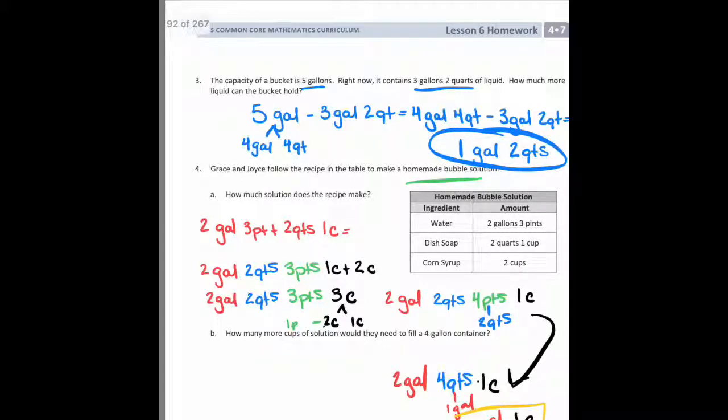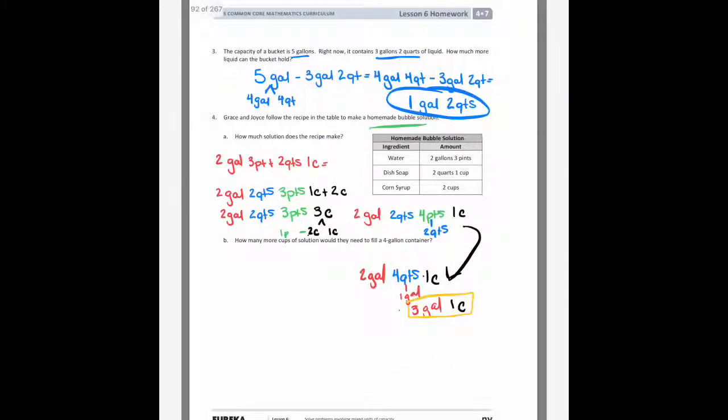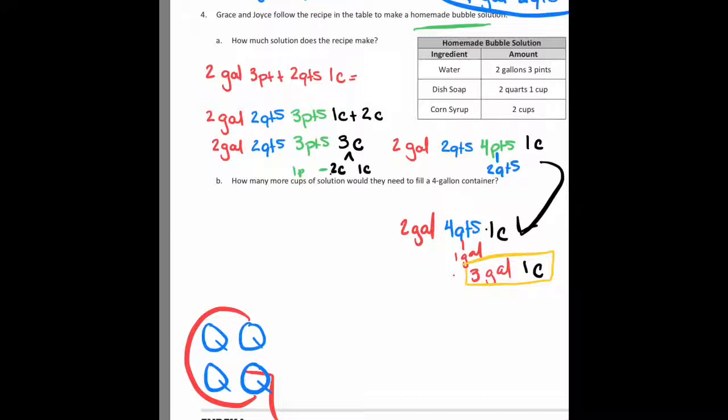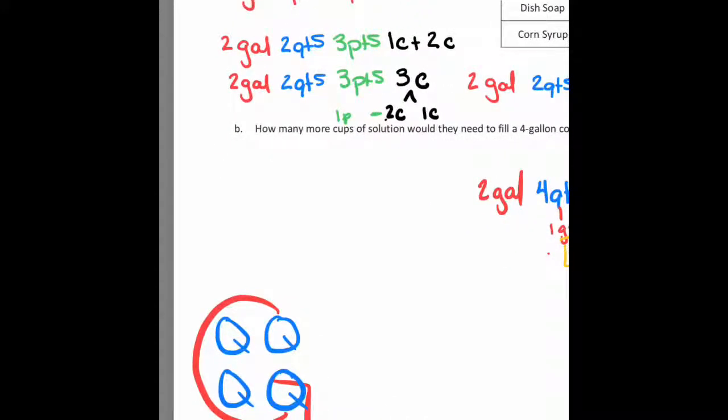Now B says how many more cups of solution would they need to fill a 4-gallon container? Well, to fill a 4-gallon container, I need to take 4 gallons and subtract what I've already got. Well, let's draw another big G down here to make it easier for us, and I'll match the colors too to make it easier for us to convert. Gallon is 4 quarts. Each quart has 2 pints. And each pint has 2 cups, which is kind of hard to draw, but I'm just going to draw 2 little C's in each one.